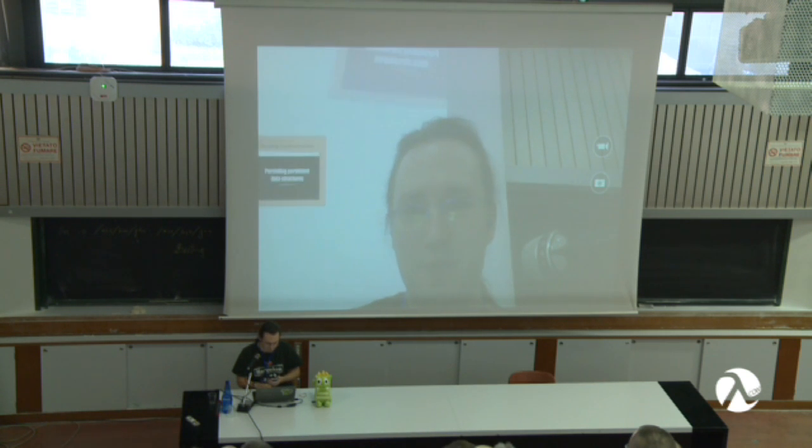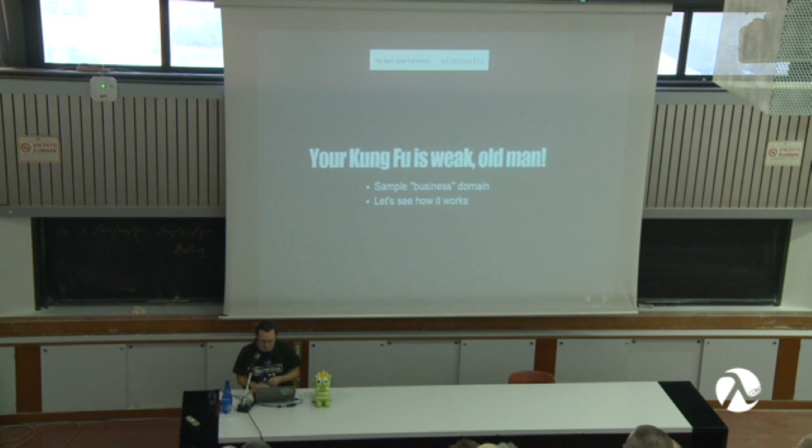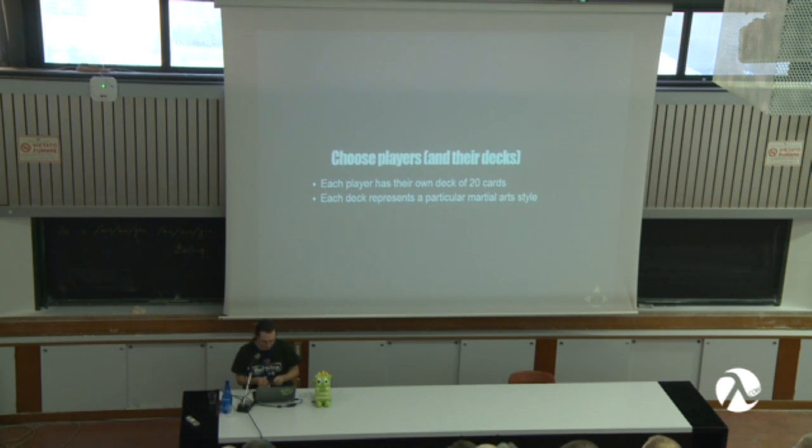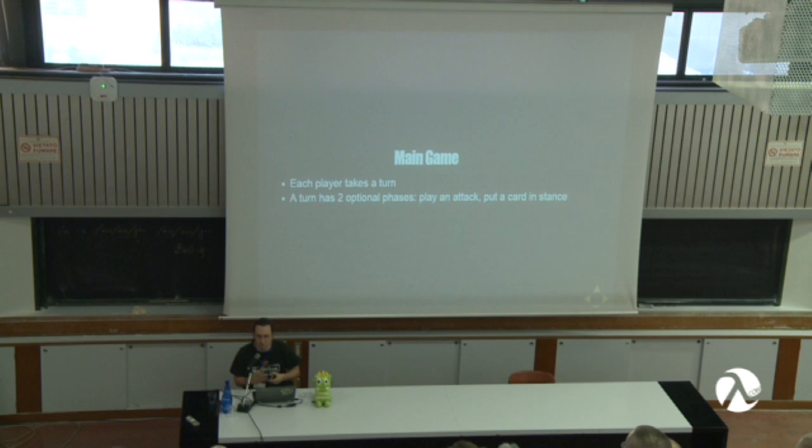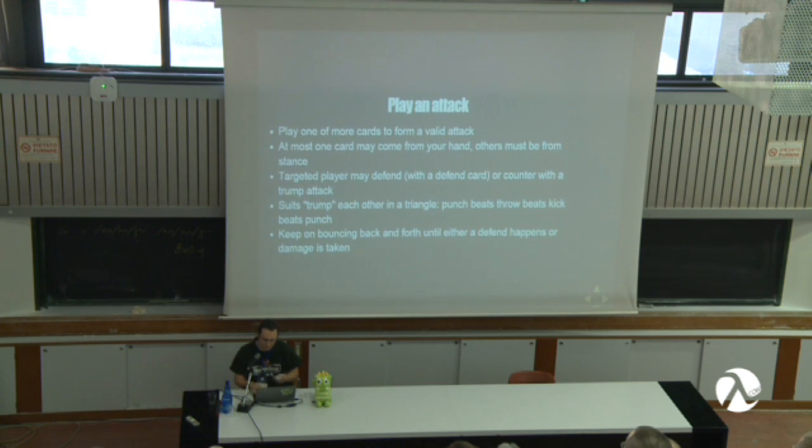I'm just going to run through the basic rules very quickly so that you've got an idea of what we're talking about. Each player has their own deck of 20 cards, which represents a martial art. The game starts off by determining who goes first. You each draw 4 cards. You play one of them face down, and the person who plays the lowest card goes first. Then you move into the main game, where the players take alternating turns to play cards to try and affect each other. And you can also counter. If someone plays a particular type of attack, you can either defend or counterattack. That keeps bouncing back and forth during that turn until someone fails to either defend or counter, and then that turn is over.